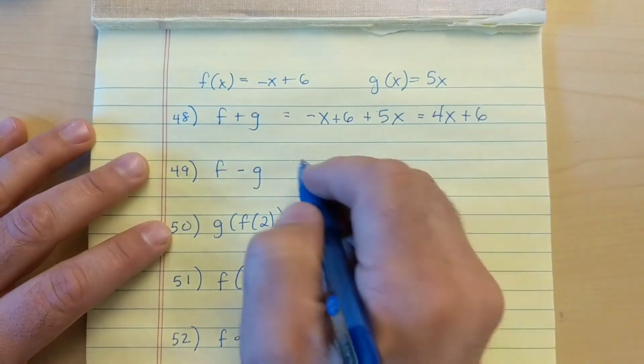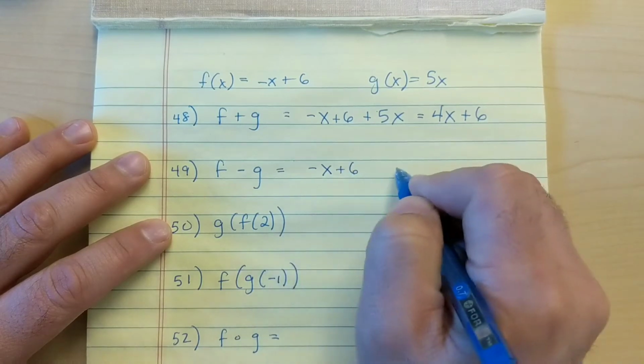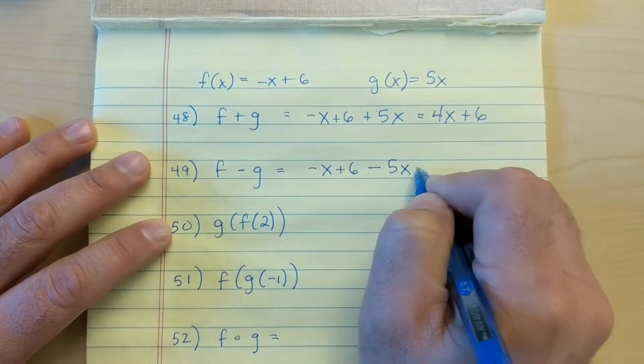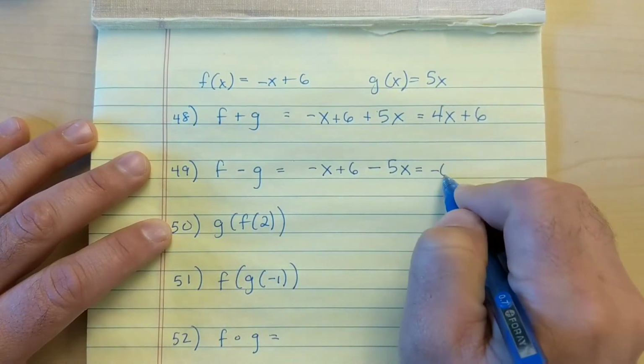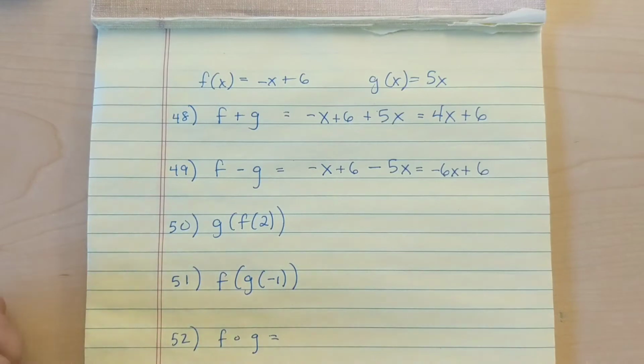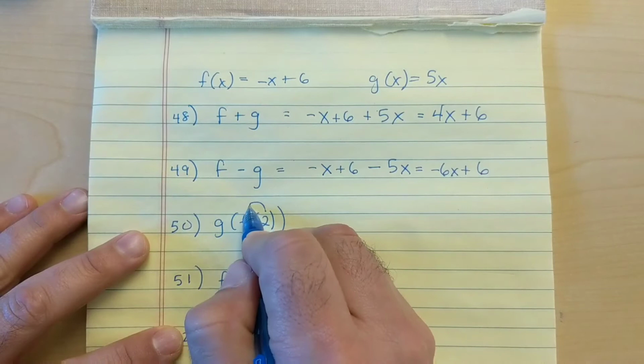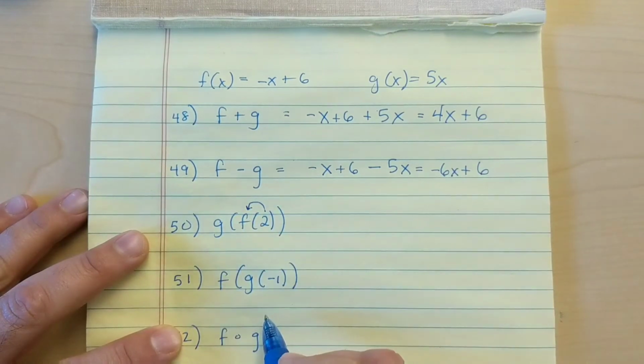Okay? When we subtract f minus g, you're going to do negative x plus 6, take away 5x. So combining like terms there, you get negative 6x plus 6. Pretty straightforward, not much going on with those two problems. As for numbers 50 and 51, this is where we take the number 2 and plug it into the f equation and see what we get.